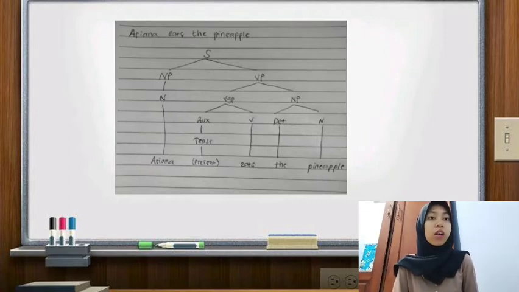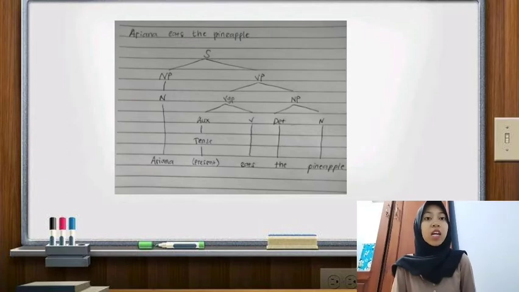Okay, let's move into the verb phrase. Verb phrase contains verb group and noun phrase. The verb group contains auxiliary and verb. The auxiliary contains the tense. Tense is present tense, and verb is eats. So it's a verb. Okay, and the noun phrase contains determiner and noun. The in the sentence is the determiner and pineapple in the sentence is the noun.